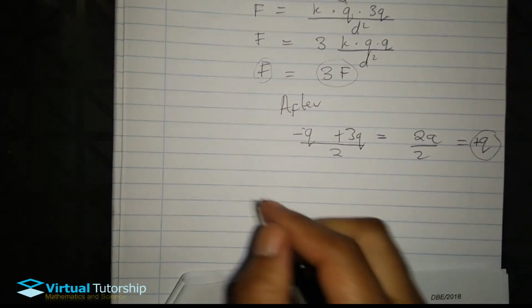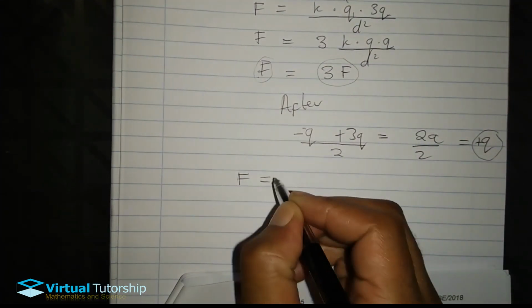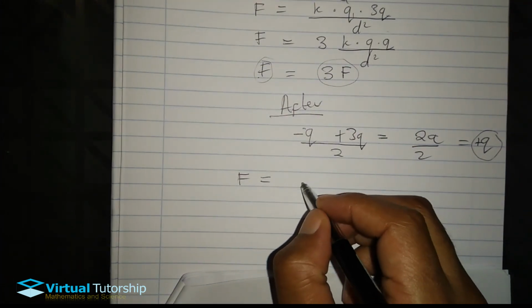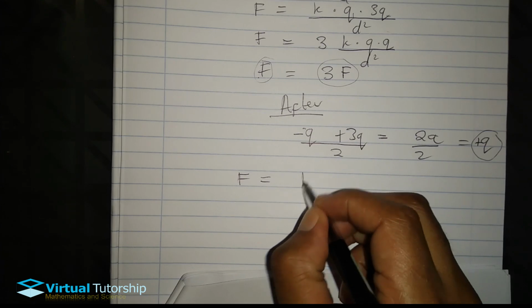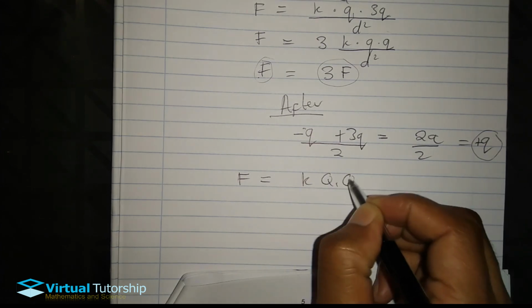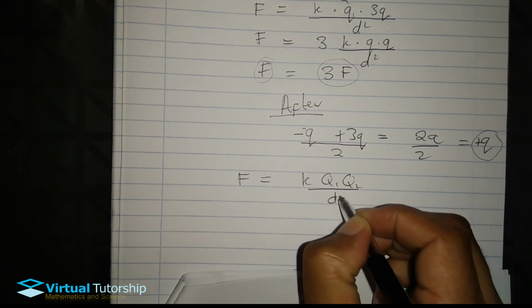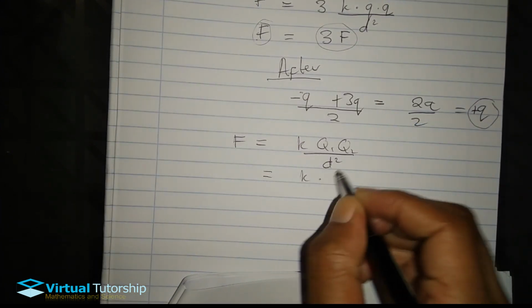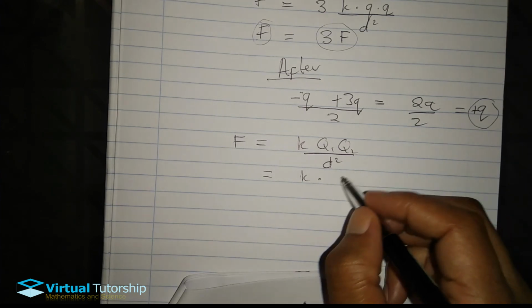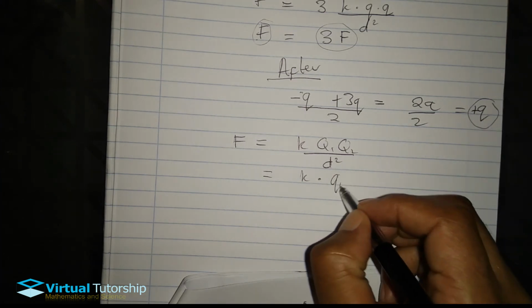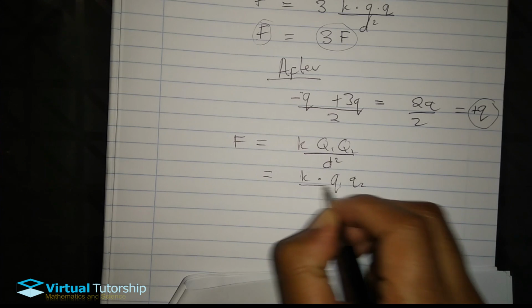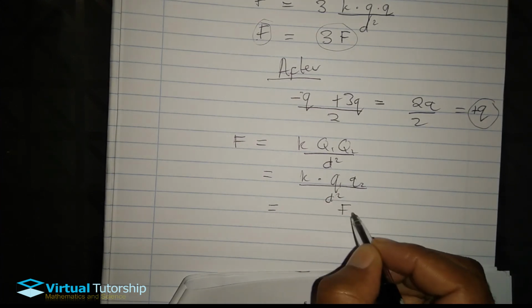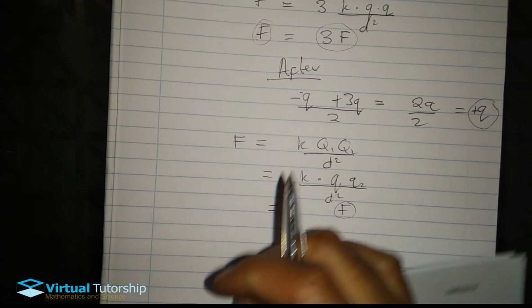So now the electrostatic force for after is what? F is equal to K Q1 Q2 divided by D squared, which is equal to F.